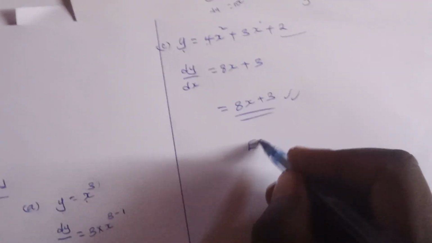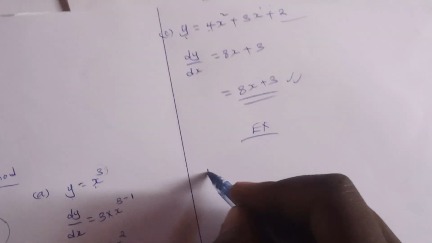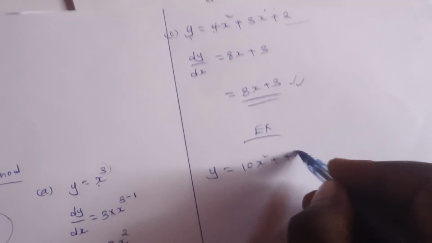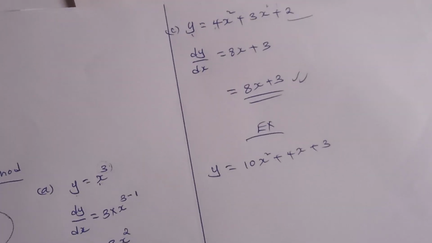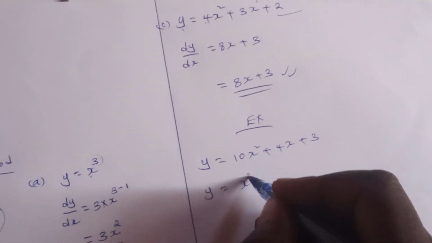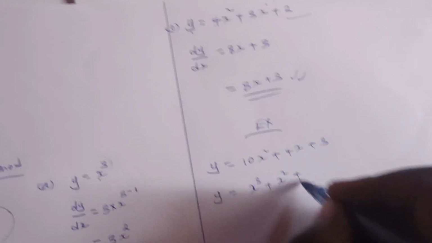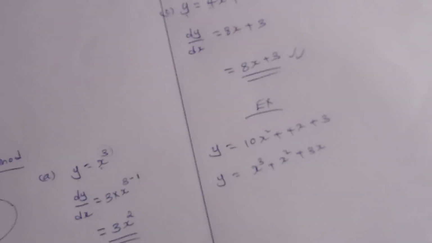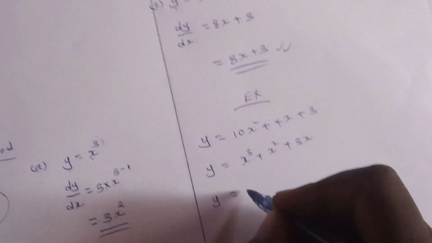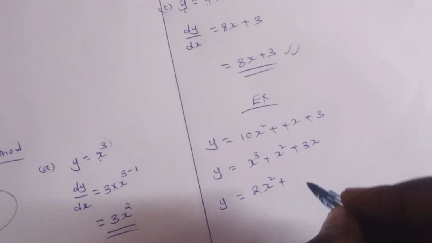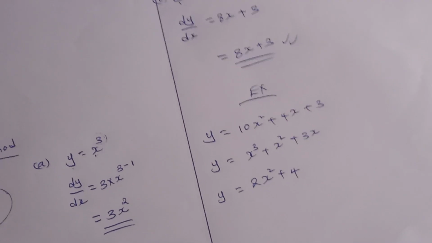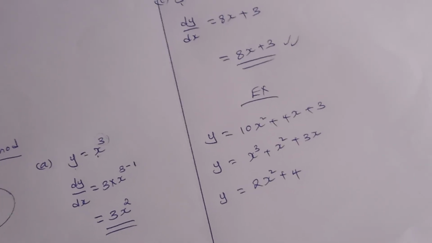Exercise to try. You've been given y equals 10x squared plus 4x plus 3. Then y equals x cubed plus x squared plus 3x. Then the last one is y equals 2x squared plus 4. I think that is enough for you. Take your time, revise those questions to make sure that you have understood.